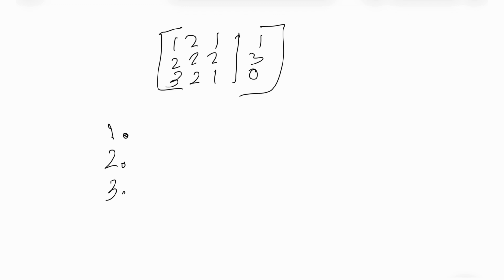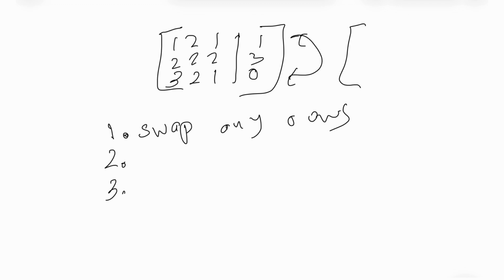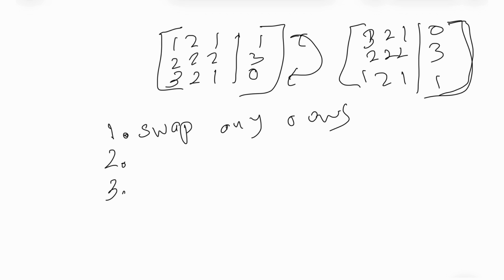The first rule is what we can do, the rules for our actions. Basically, operations. Formally, these are called elementary operations. The first operation: we can swap any rows. I could swap the first row with the third row if I want to. So it'll just be 3, 2, 1, 0. The second row will stay the same, and the first row will come to the bottom. I just swapped the first and the last row. That's it.